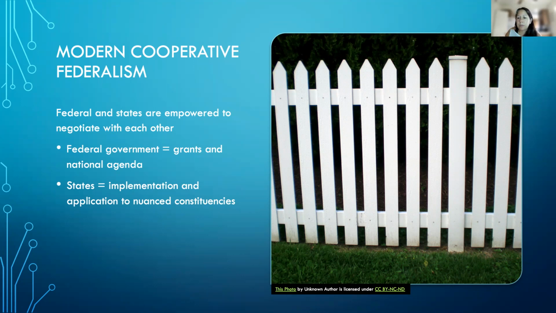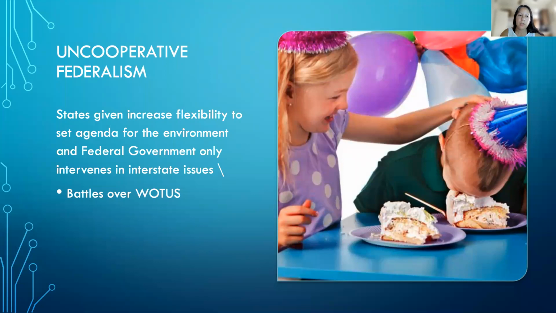So this is the notion of the picket fence, and this is kind of where we are now. I'm going to talk about uncooperative federalism as well and how that applies. But in modern cooperative federalism, there is now a lot more give and take between the federal government and the states. It is not really that one group or set of governments has more power than the other, but there is a constant negotiation. And so I wanted to talk a little bit about what that then means for uncooperative federalism.